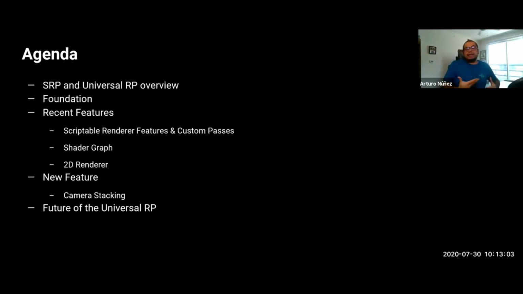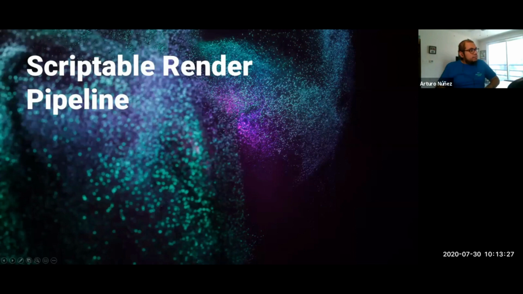So we're going to talk about the SRPs, which are Scriptable Render Pipelines. And we're going to cover the Universal Render Pipeline. We're going to talk about the foundation of the SRPs and the foundation of the Universal Render Pipeline. We're going to talk about some recent features and some upcoming or new features, and then what's the future of the Universal Render Pipeline. So let's start by talking about Scriptable Render Pipelines. And before that, let's talk about render pipelines in general. When you're working on a game, when you have your Unity editor open, you have the scene view, and everything there is 3D, right?